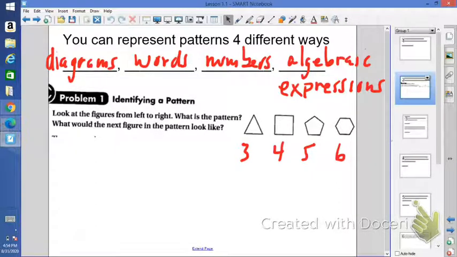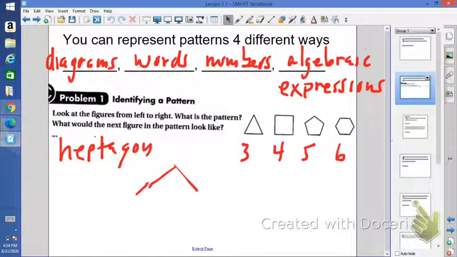So what is the pattern? We're increasing by a side from the figure that's to the left. So what would the next figure in the pattern look like? It would be a heptagon. A heptagon is a 7-sided figure. And what does it look like? Looks something like this.